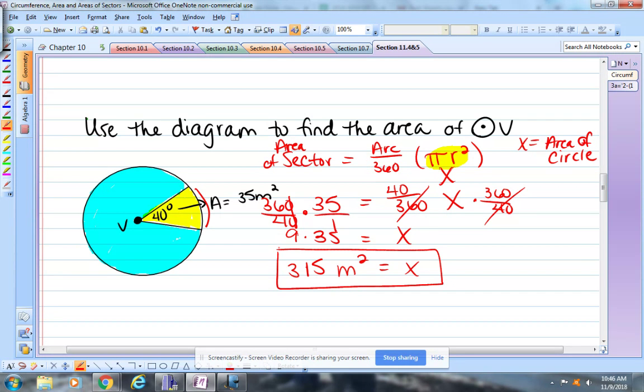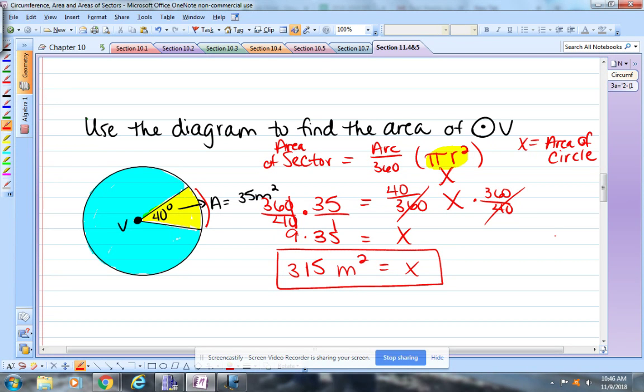Okay, so if the fraction things confuse you, you've got a calculator. You know how to put in that fraction: parentheses, 360 divided by 40, close parentheses, times 35 will do it for you. I just prefer to use my brain when I have it. When my brain's working, I prefer to use it.